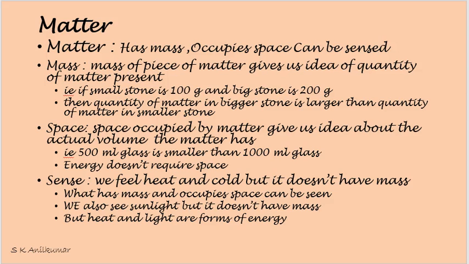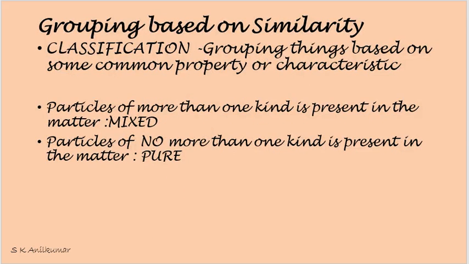But we can see or feel heat and light. It does not occupy space. We cannot see how much mass it has, but it has energy. Heat and light are energy. What has mass and occupies space can be seen. But heat and light do not have mass, do not occupy space, but we can sense them, sunlight and heat. These are forms of energy. Now coming to grouping based on similarity.